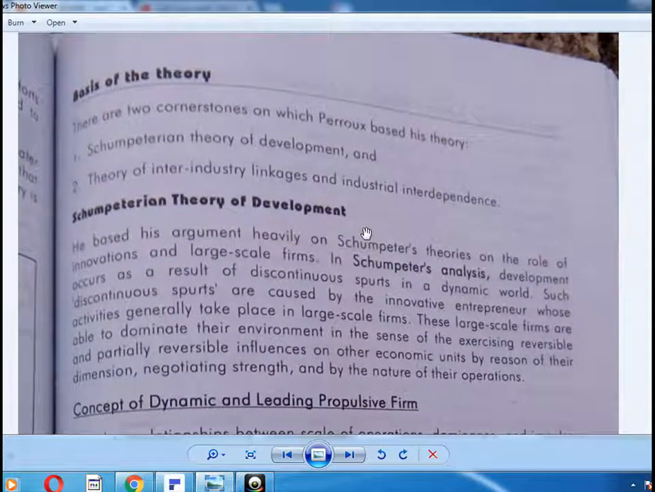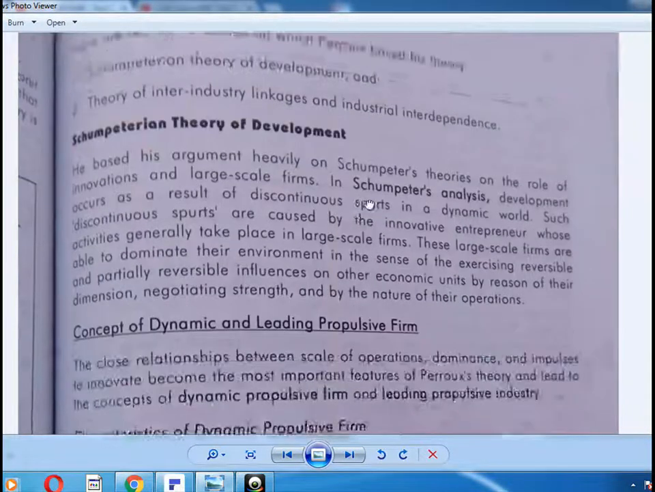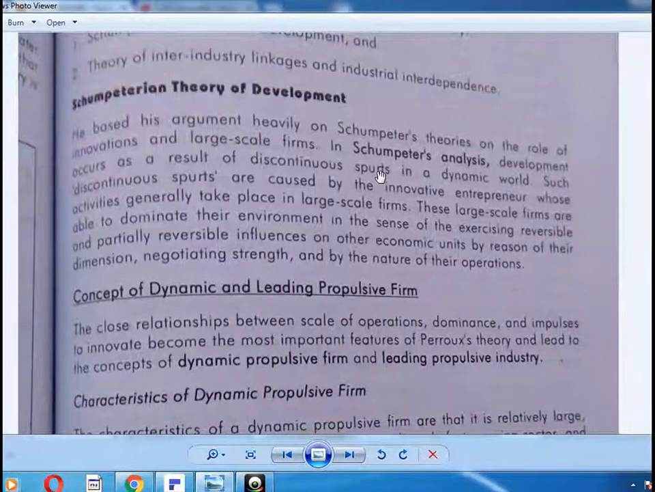Next, the basis of this theory. There are two cornerstones on which Perroux based his theory: the Schumpeterian theory of development, and a theory of inter-industry linkage and industrial interdependence. So now here we discuss the Schumpeterian theory of development.